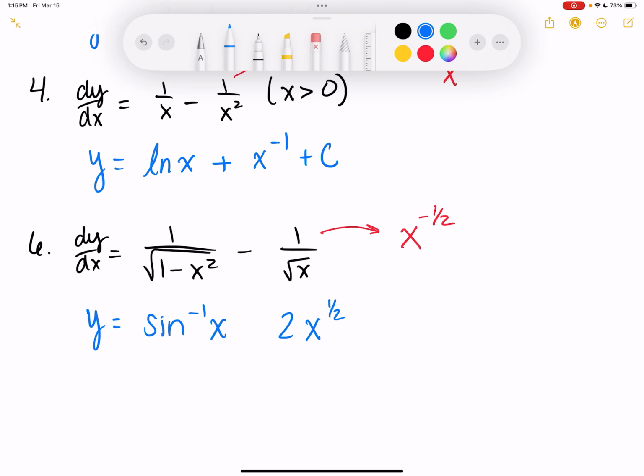Plus c. And I don't care if you leave it like this, the book is going to write this as a square root. So they would write it like this. So either way is fine.